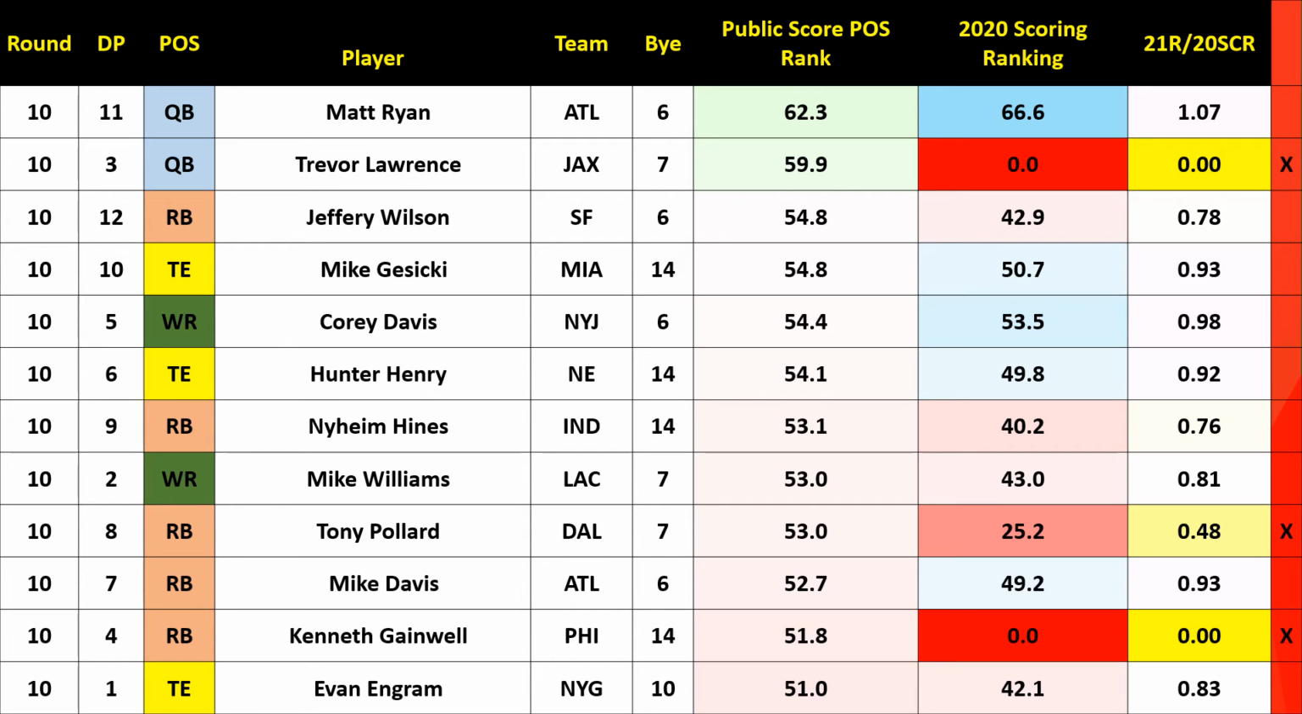RBs. Wilson's hurt. He's fallen. Maybe he's the slippery one. I'm taking Hines all day in a PPR. Mike Davis, I'm taking all day. Notice those numbers all day long. Gainwell, I don't know. I'm going to wait. 10th round, he'd be my 5th RB, maybe. I'd take Davis over him, Hines, even Wilson. Okay. 11th round.